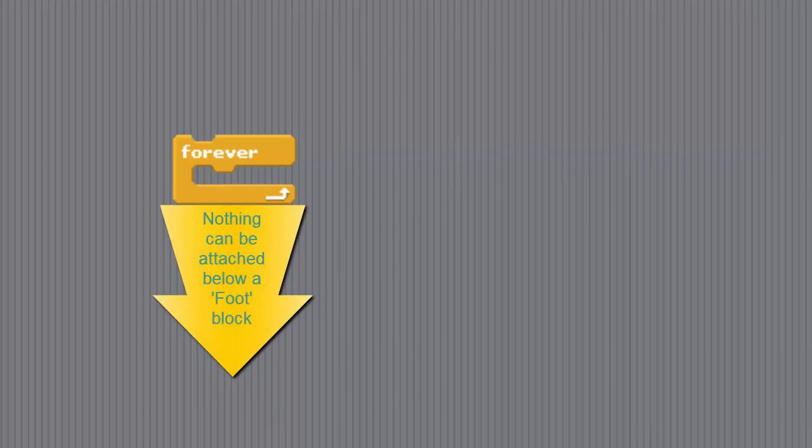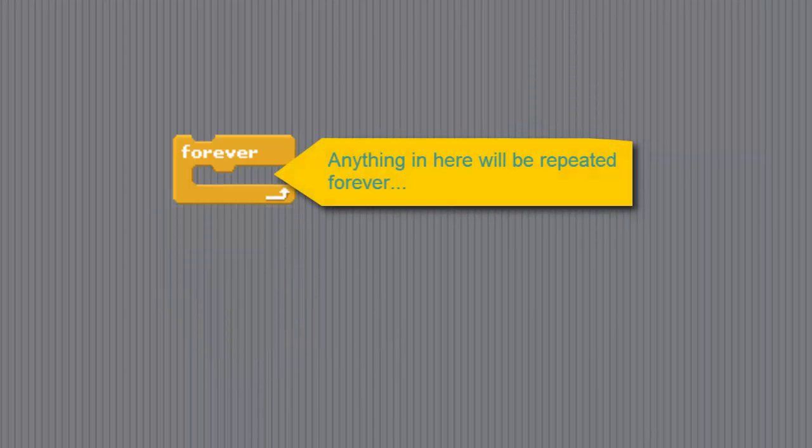You can see that the forever block is a foot block. Nothing can be attached underneath it. And as the name suggests, the blocks inside a forever loop's jaws will continue to be executed until the user either stops the program by clicking on the stop button or double clicks on the executing stack. The following exercise reviews the use of the forever block.